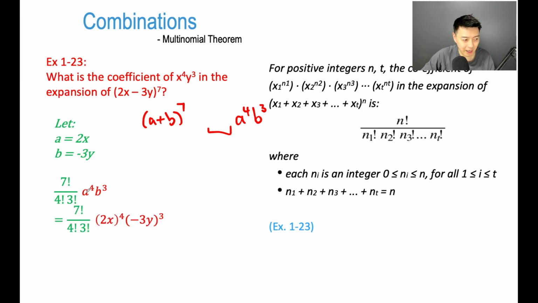So we're going to substitute a back and now do a little bit of math. We're going to take the 2 and the negative 3 out of the front, and then now we have our coefficient. So this green part is our coefficient, and this is our variable.